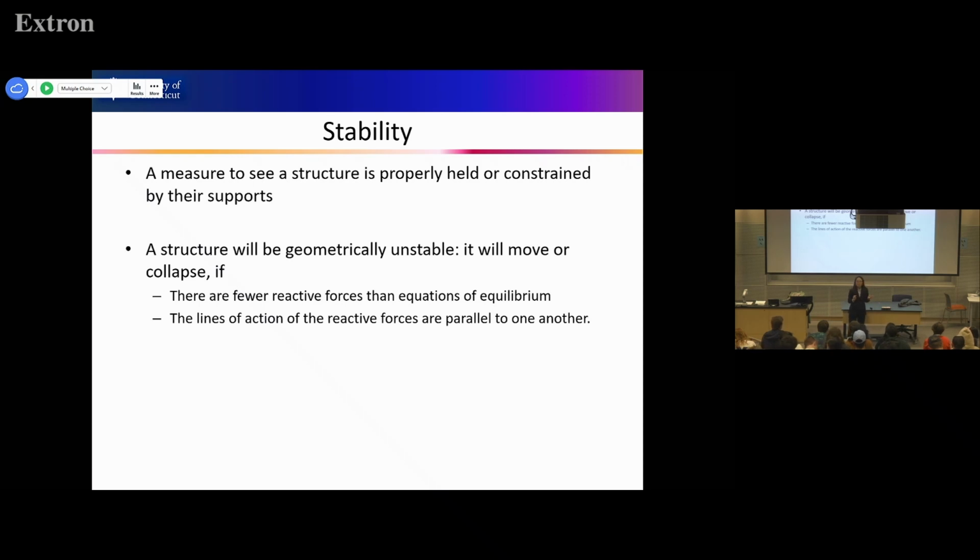What is the reaction of a roller? Vertical, right? And if there are 3 rollers, 1, 2, 3, they are parallel to each other, right? And then 1 more parallel to each other, right? So in that case, even though we have 3 reactions, 4 reactions, even 5 reactions, it is unstable. So that is the second case, and we don't design that kind of structure.